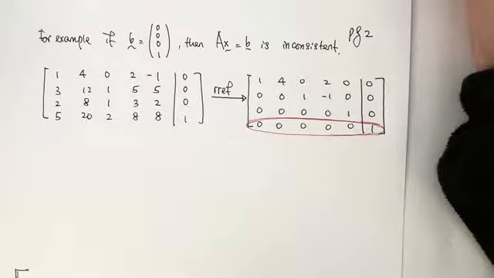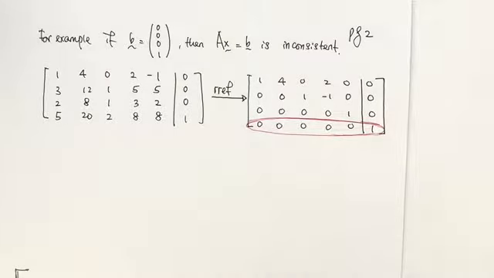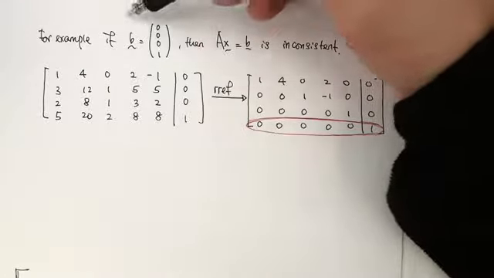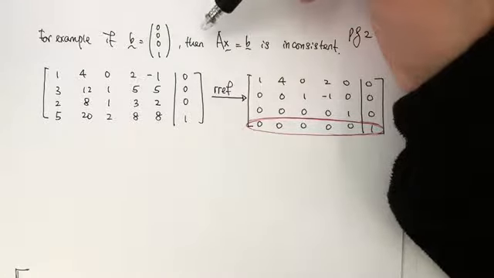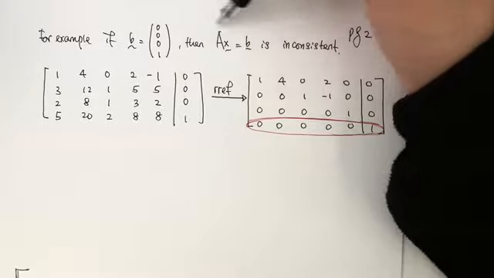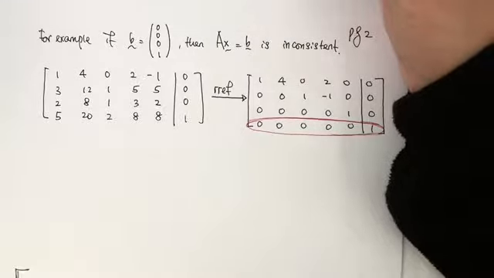So this tells us that if B is in R4 and your rank is less than 4, then you can find some B which makes the system inconsistent. It's not just a possibility, it's definitely the case that you can find some vectors for which the system is inconsistent, okay?